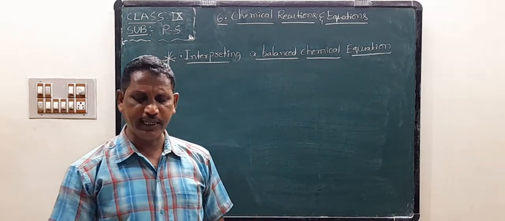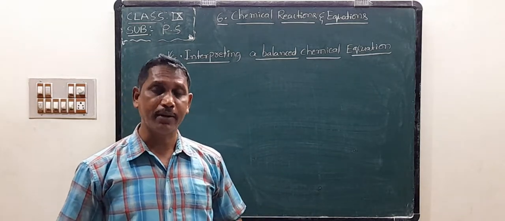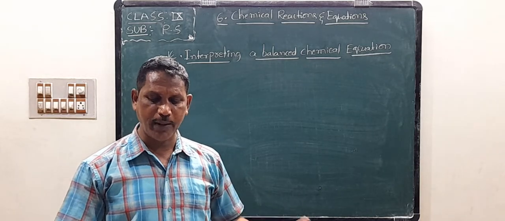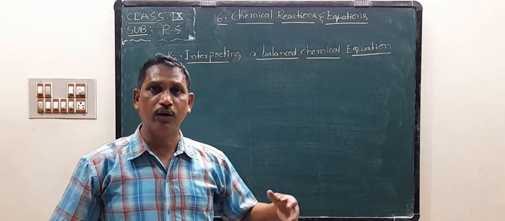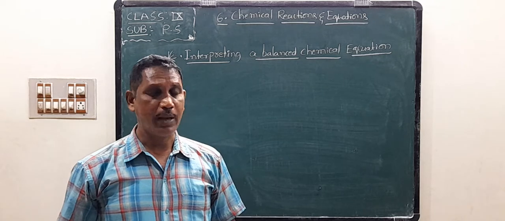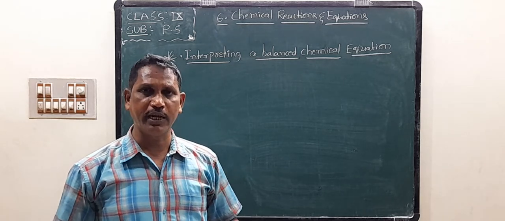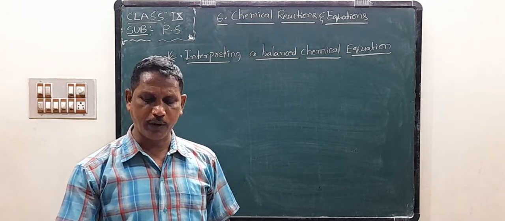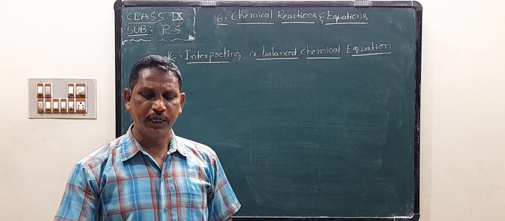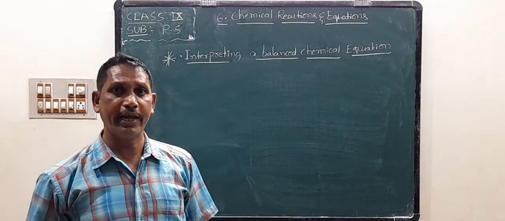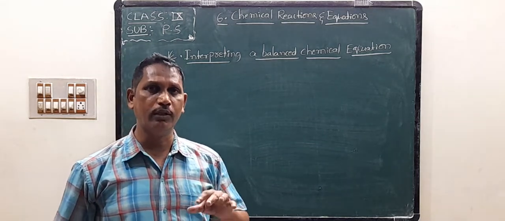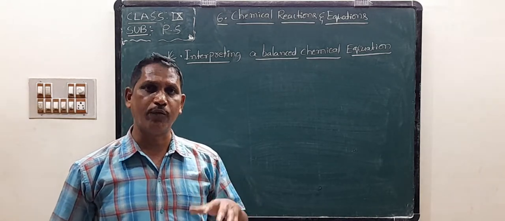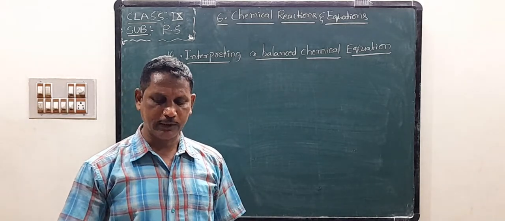A chemical equation gives information about the reactants and products through their symbols and formulae. We use just the symbols of chemicals and the formulae of chemicals.